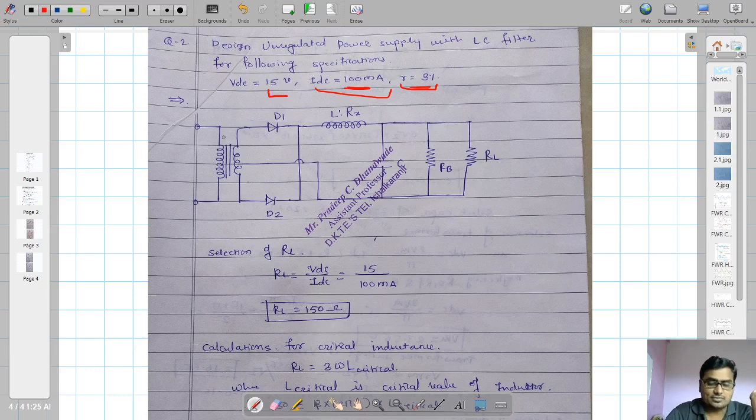Now look at this. First step is to draw the circuit diagram. If I'm starting with any solution, my first step must be a circuit diagram. See, I'm drawing circuit diagram. I'm considering again the same full wave center tap type rectifier with LC filter. You can calculate or you can consider the bridge rectifier with LC filter. No problem at all. Two diodes, one inductor. This Rx is what? Resistance offered by the inductor. And here somewhere a capacitor is there.